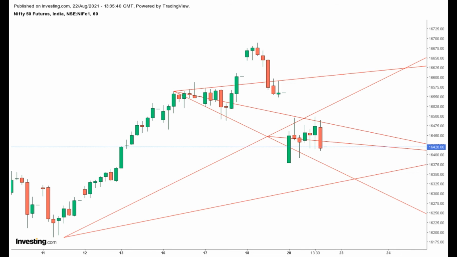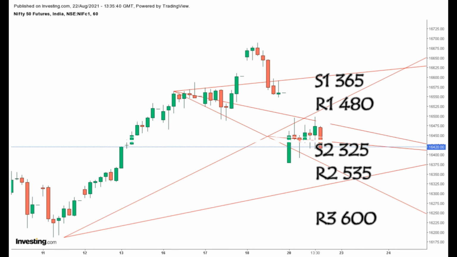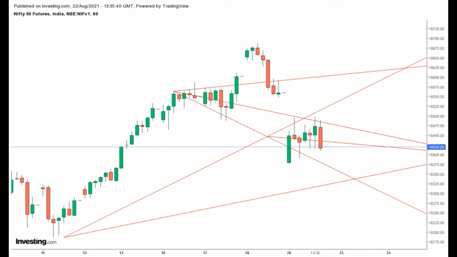So let me repeat that, folks. For Monday, our first support is at 365, while our first resistance is at 480, while our second support is at 325 and our second resistance is 535. Closing above 535 will propel Nifty to 600 on Monday in the bullish scenario. However, in the event that Nifty closes below 325 in the hourly, we could backtest 16,000 in the coming sessions next week.